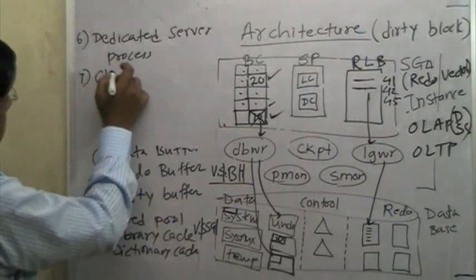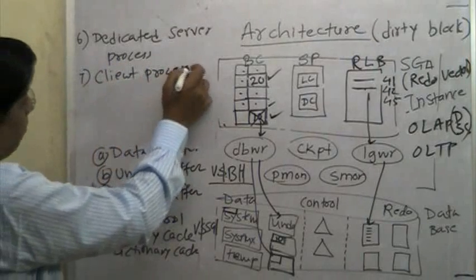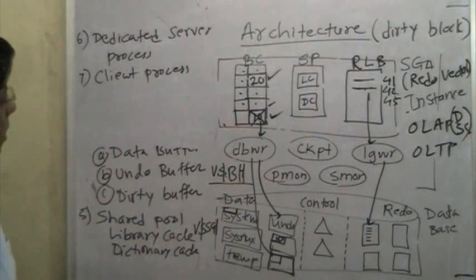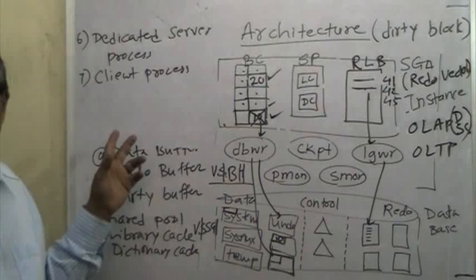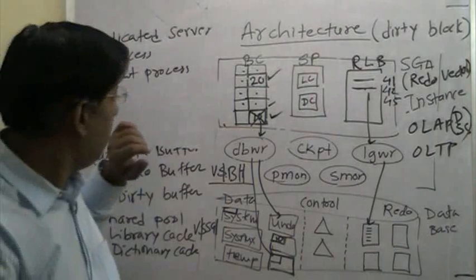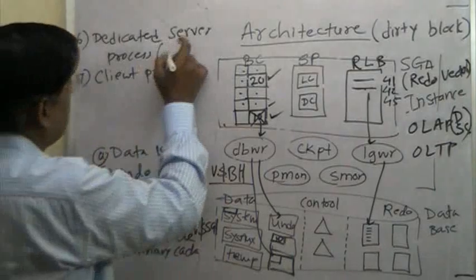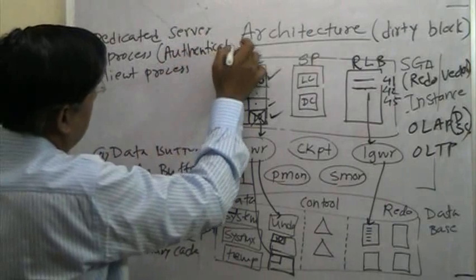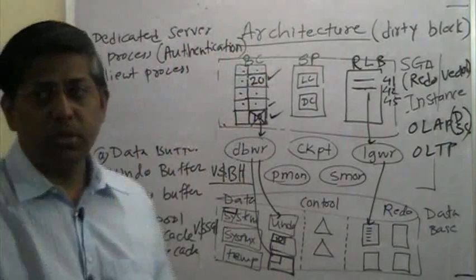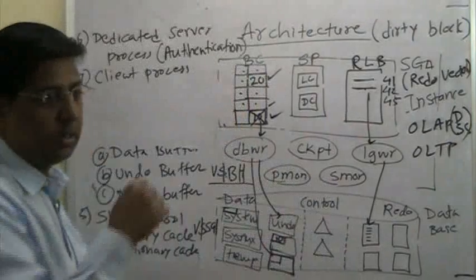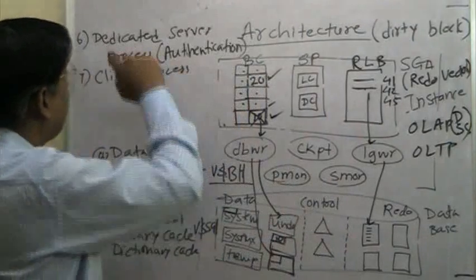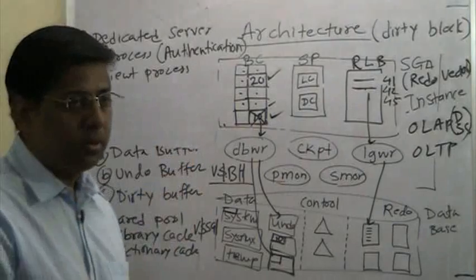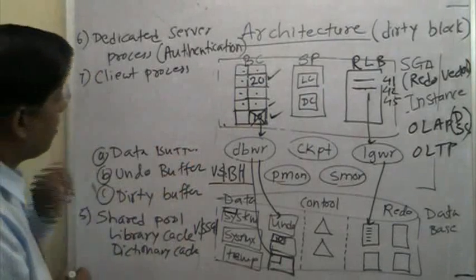Then client process. What is the client process? It is SQL Plus or Toad. All those programs which are running are called client processes. The authentication is basically checking if the user is allowed to log into the database or not. The checking of login ID and password, in the simplest way, is done by the dedicated server process. Point to remember: the dedicated server process dies off when you log off by typing the exit command.